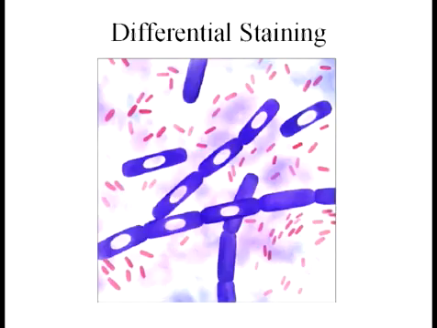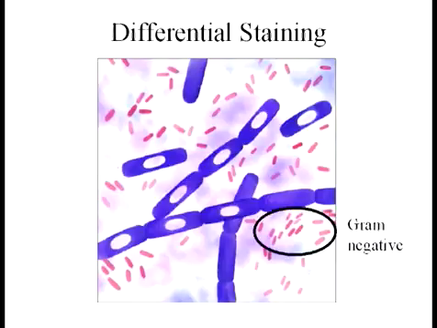This image nicely illustrates the differential staining accomplished via the gram stain technique. Some of the bacteria are stained pink or red, while the other bacteria are stained purple. In gram stain, the gram-positive bacteria are stained a purplish color, while the gram-negative bacteria are stained a pink or a red.